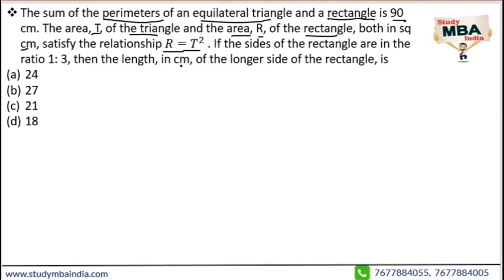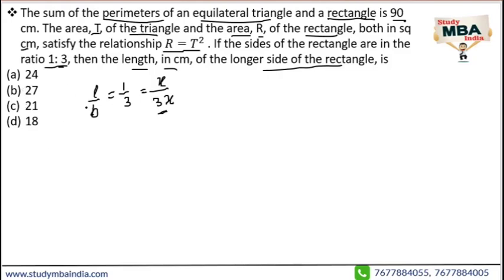If the sides of the rectangle are in the ratio of 1 is to 3, then the length in centimeter of the longer side of the triangle will be what? As we know that the ratio of the length to breadth of the rectangle is given as 1 is to 3, let us say that L by B is nothing but 1 upon 3, which we can write as x upon 3x. So now the longer side will be 3 times x, right? So the value must be a multiple of 3. As you can see, all the options are multiples of 3, so we cannot eliminate the options and mark our answers. So we have to solve the question.